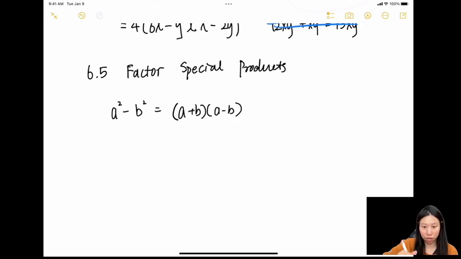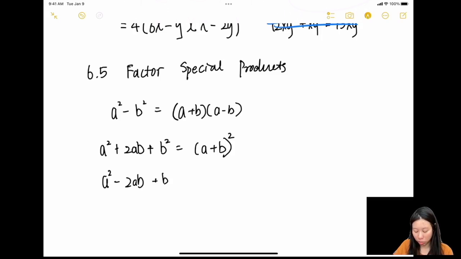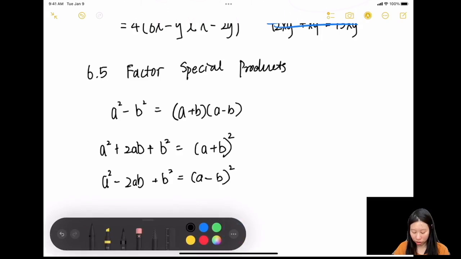And also you will see a trinomial like a squared plus 2ab plus b squared equals a plus b squared. Or they might have subtraction: a squared minus 2ab plus b squared equals a minus b squared. Okay, so be careful. These two are different.